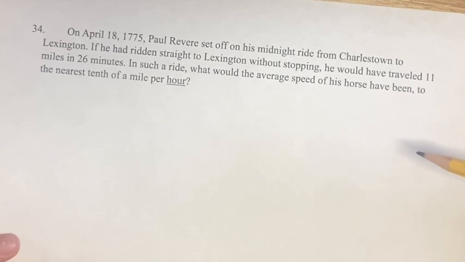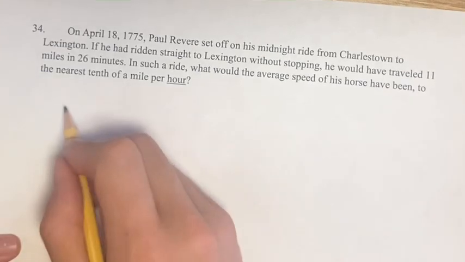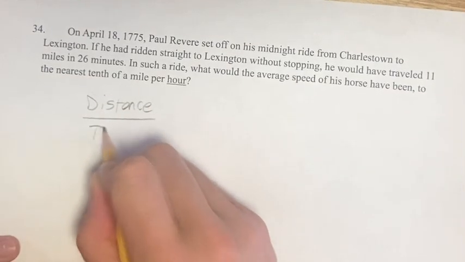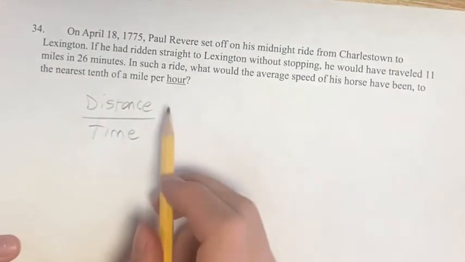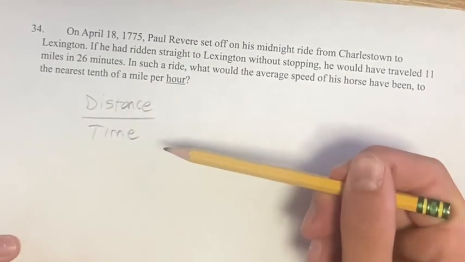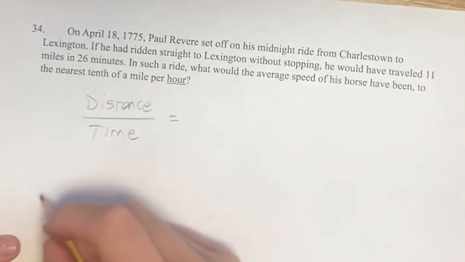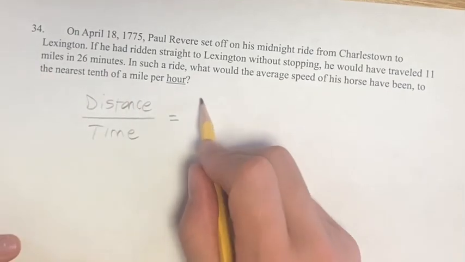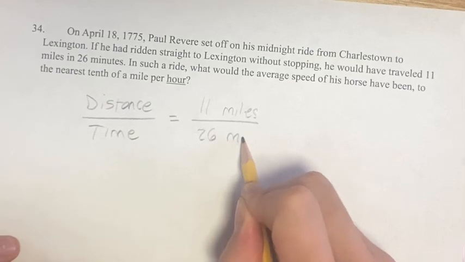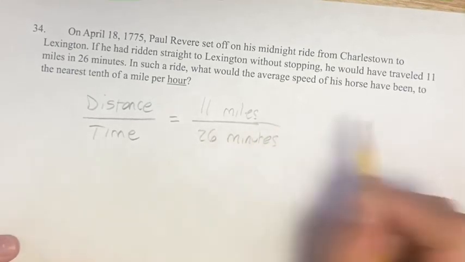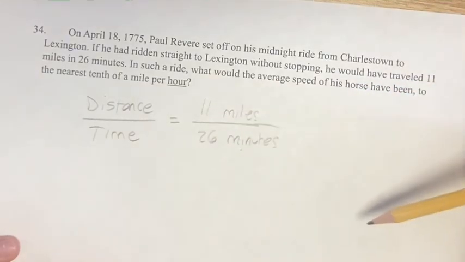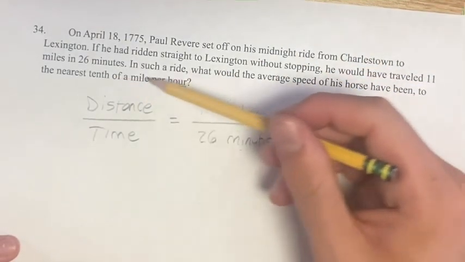So, if we're looking for his speed, we take the distance he traveled and we divide it by the time, right? Traveling 1 mile per hour is 1 mile divided by an hour. So in this case, we're told he rode 11 miles in 26 minutes. So if we're looking for his speed in miles per minute, it's 11 over 26. We're not looking for that though, we're looking for miles per hour.